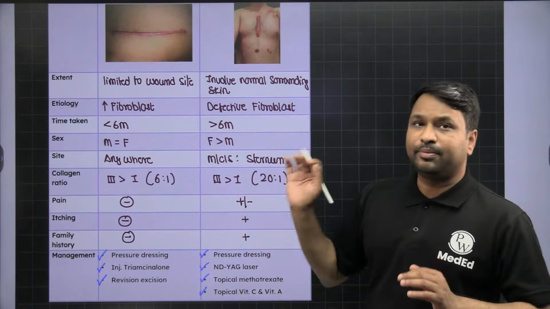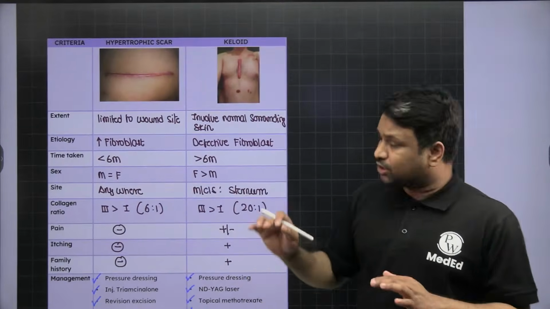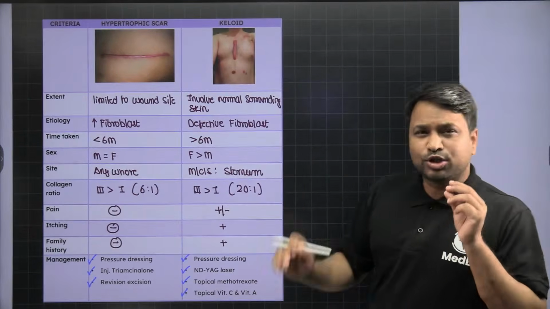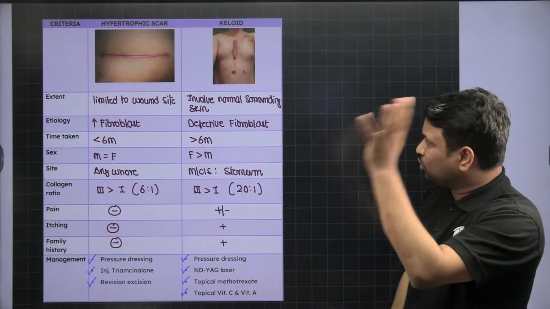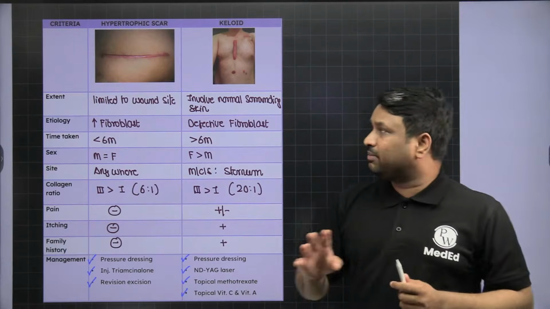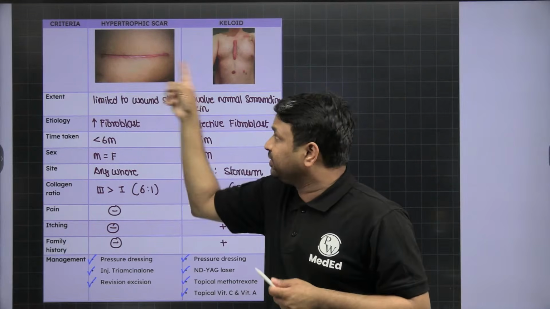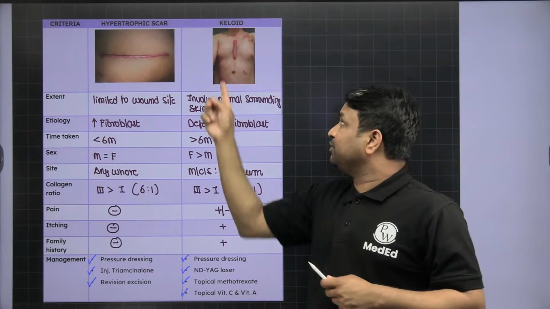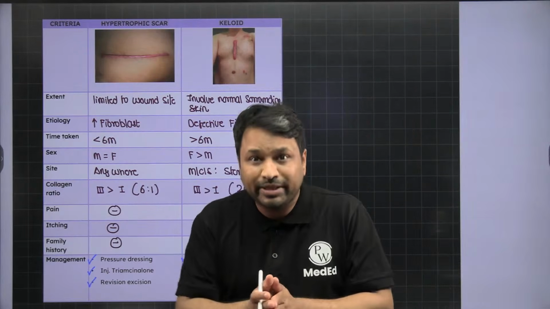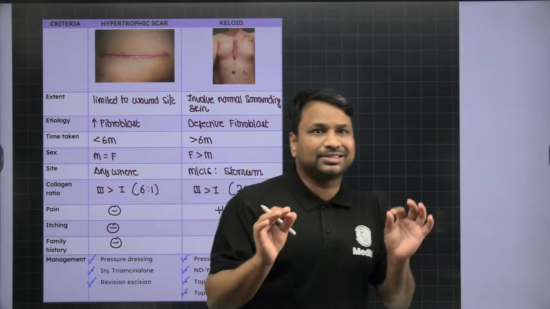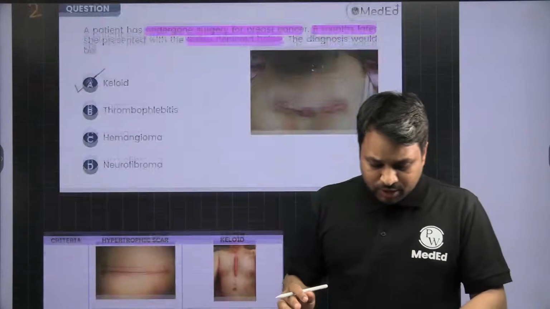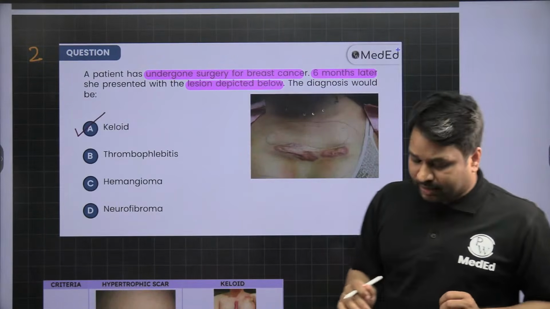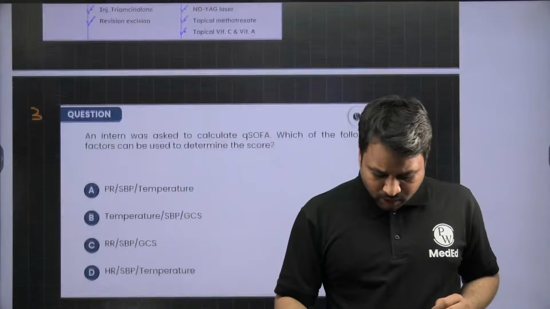So that's the difference between hypertrophic scars and keloids, and this is your exam question. This table is very, very important. So do a quick recap whenever you have time to look across it. The most important is on the image basis. If it is limited to that of the wound site, it is hypertrophic scar. If it involves the normal surrounding skin along with the wound site, it is going to be keloid. That's the carry home message that you need to hear. So here the answer is going to be A for Ahmedabad. That is going to be keloids. Going to question number 3.